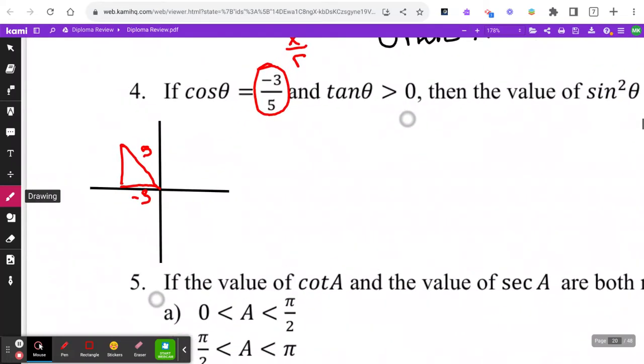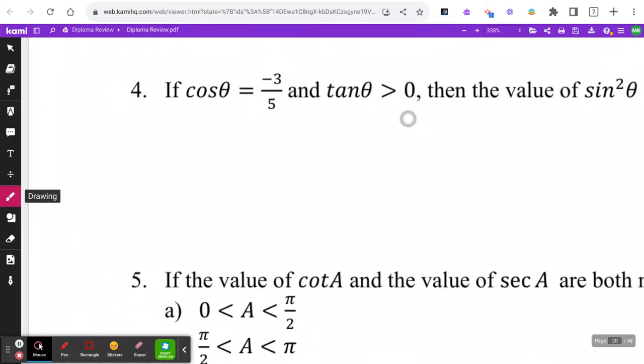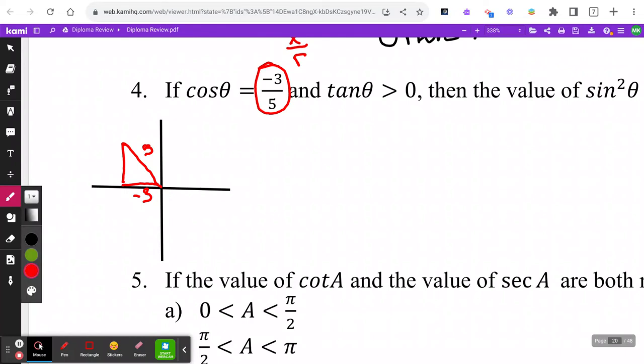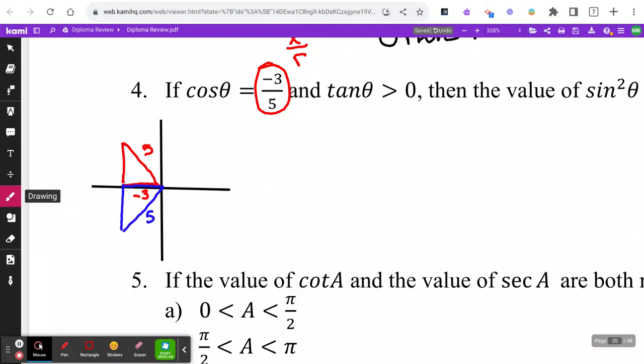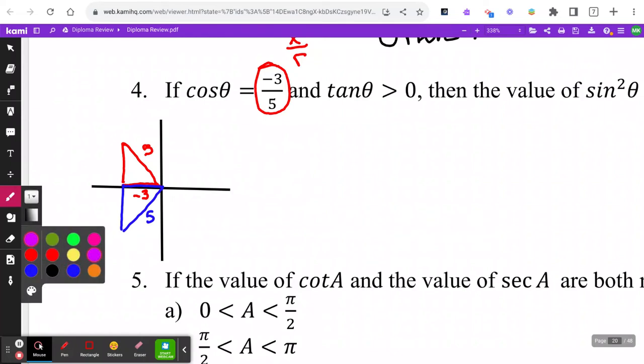Whoa, this is getting bad. Or I could build this equation here. Both of those have x values of -3 and r values of 5. Remember, r's are always positive. This ratio could have come from either of these triangles. This part of the question tells you which triangle is right.